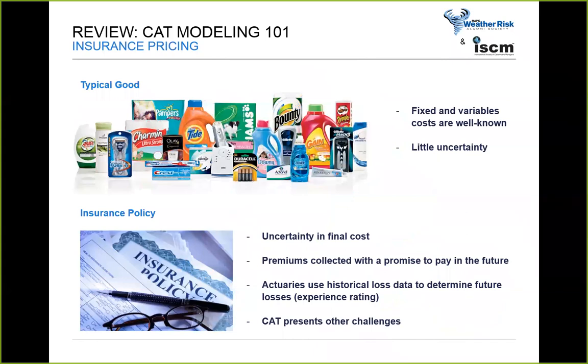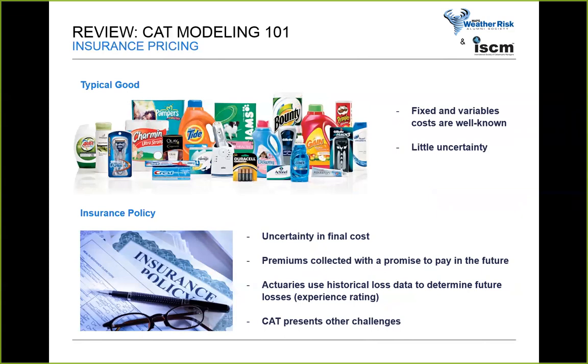Last thing that I want to review is how insurance overall is priced. Now, I covered this last time, your typical goods you get at the supermarket, the costs of producing those items are well known and usually fairly fixed. So, there can be some fluctuations here or there, but really there's little uncertainty in price and how much profit the companies that produce these items make, as well as the distributors that help get their products to market.